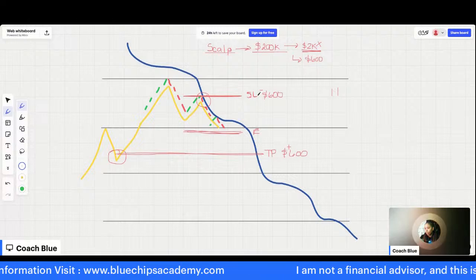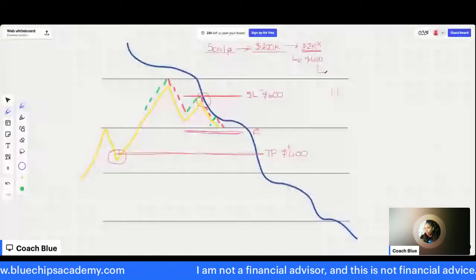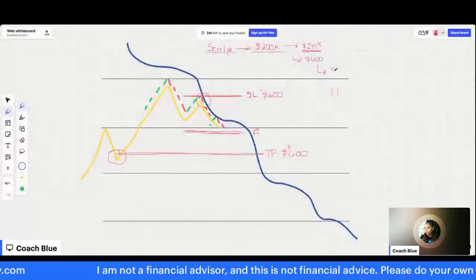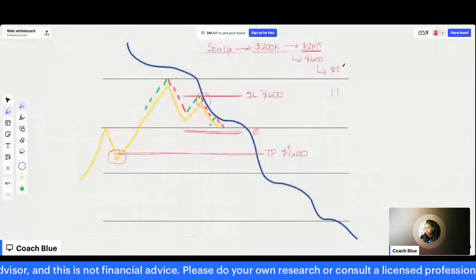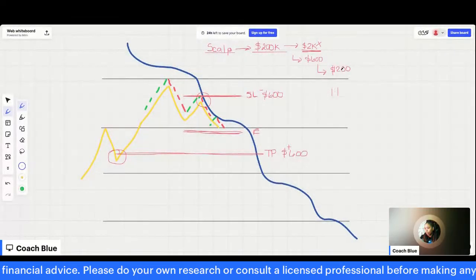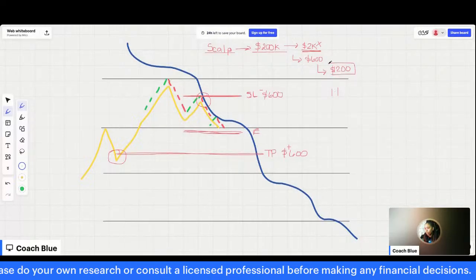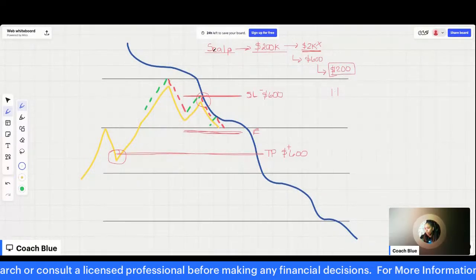So you're talking about, let's just say you had 2 positions in a day and you won both of those positions. Well, now you're up $1,200 for the day, and it probably only took you a couple of minutes to enter that trade. All right. So that's what we're looking at as far as scaling.